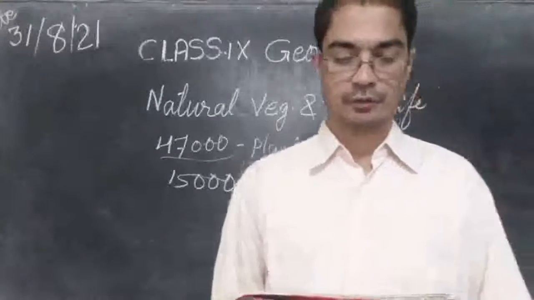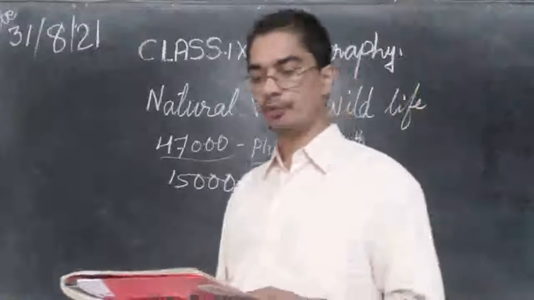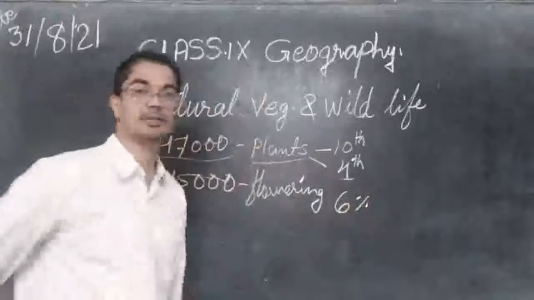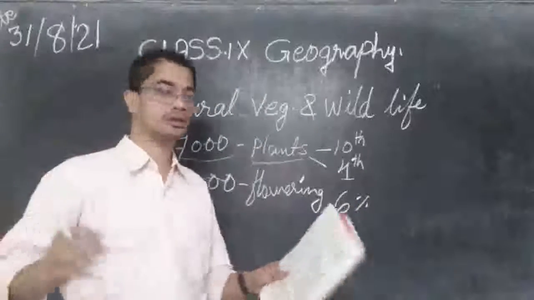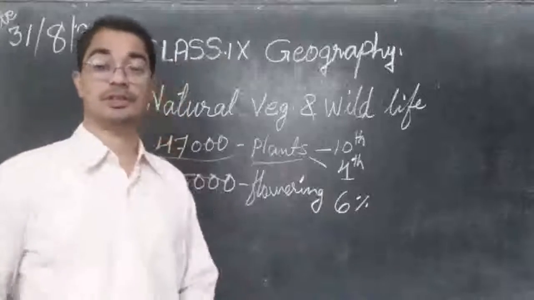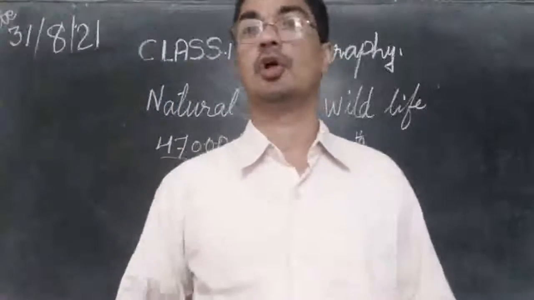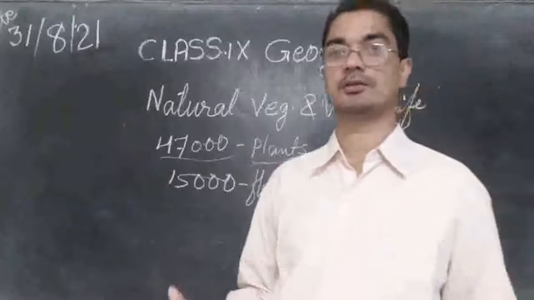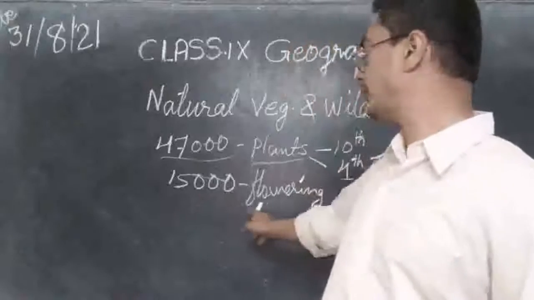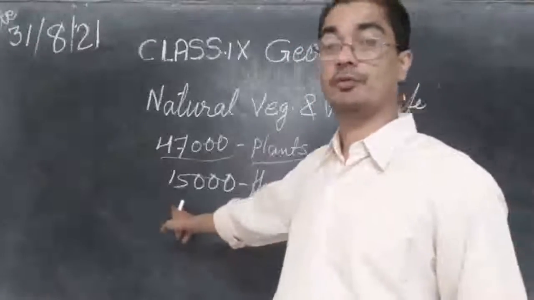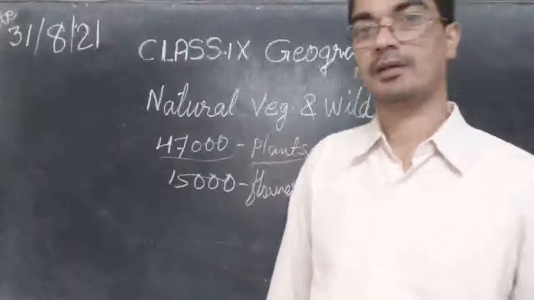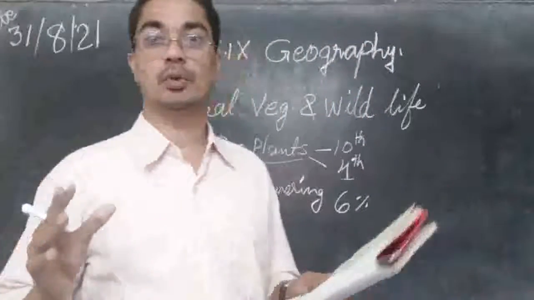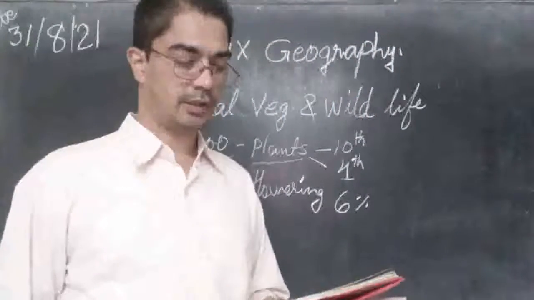And for that, we can say India is contributing 6%. The 6% of the flowering plants in the whole world is found in India. So that is also a great thing for us to boast about, because we have such a variety of fauna and flora. So we can say flowering plants around 15,000 are there, and 6% of the total flowering plants in the world are found in India.